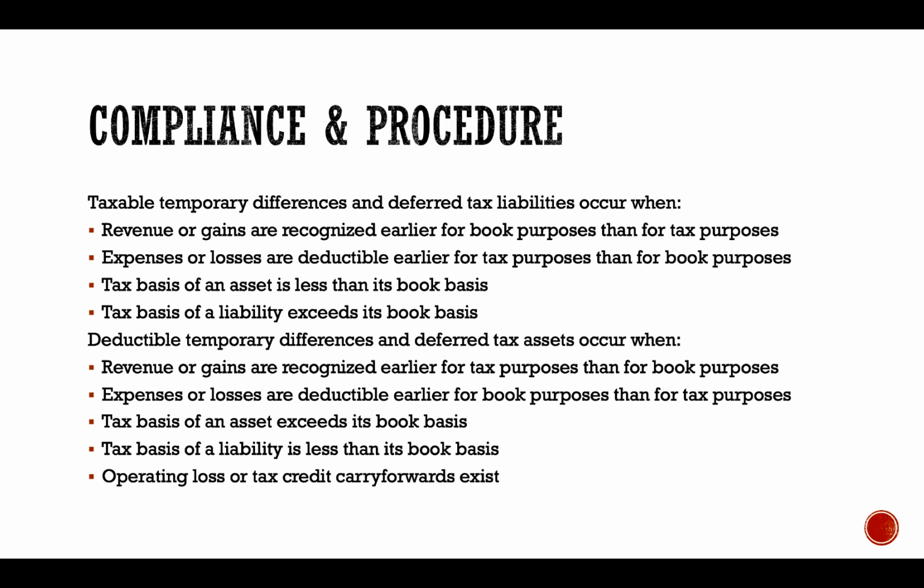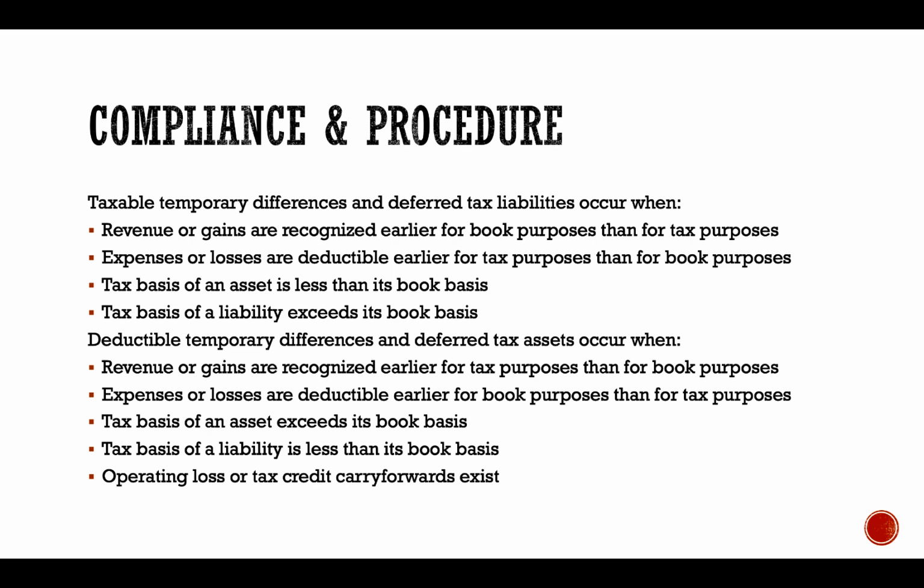The next section would be temporary differences and deferred tax assets. That would happen when you have revenue or gains that are recognized earlier for tax purposes than for book purposes. Expenses or losses are deductible earlier for book purposes than for tax purposes. The tax basis of an asset exceeds its book basis. The tax basis of a liability is less than its book basis. Operating loss or tax credit carryforwards exist.